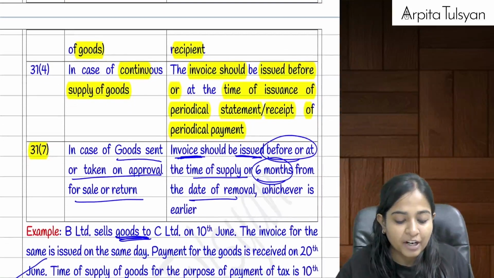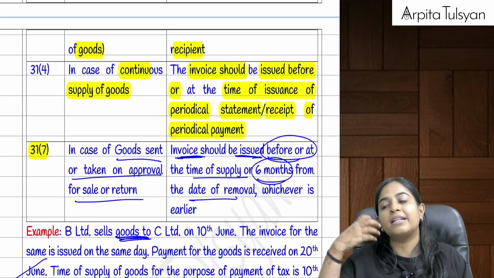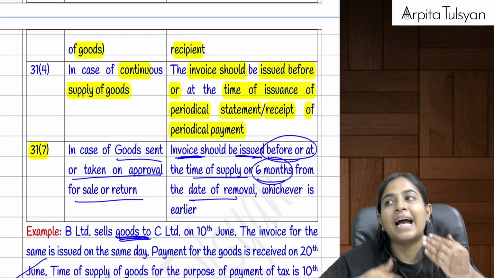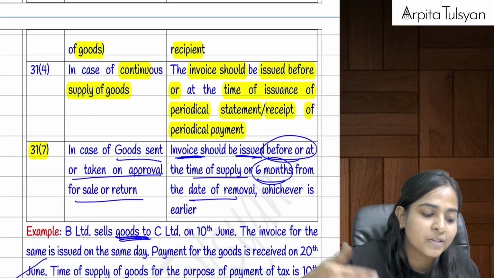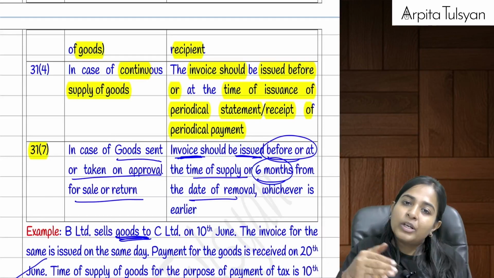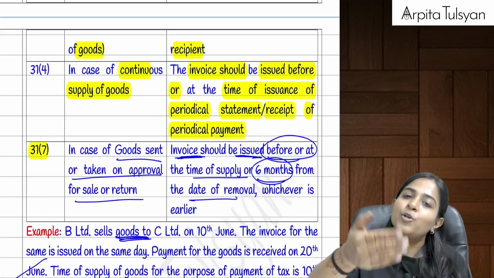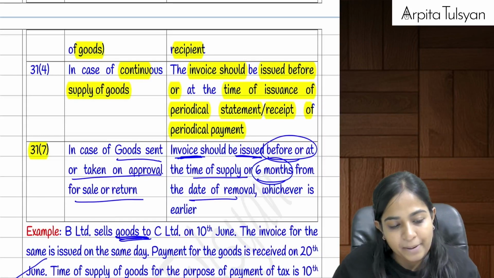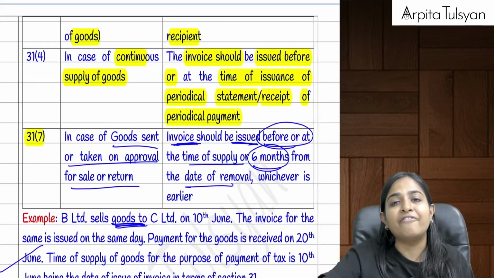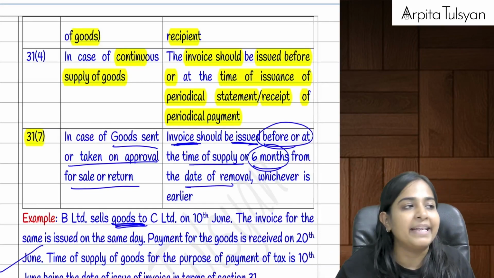Then in case of continuous supply of goods, ma'am, what do you mean by continuous supply of goods? In continuous supply of goods, there is a contract or agreement between the supplier and the recipient that I am going to continuously supply the goods under a particular contract on a recurring basis, for which you are going to give me periodical payments. I am going to give you periodical supply, you are going to give me periodical payments. Are you clear with this? So in case of continuous supply of goods, every month or every quarter there will be such supply. What will be the time of supply in that case?